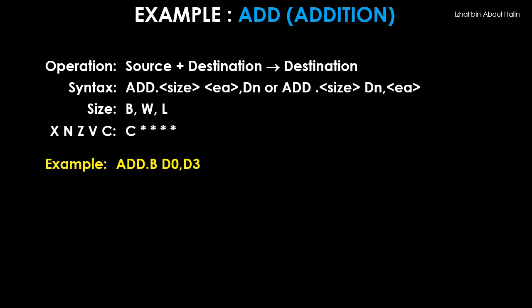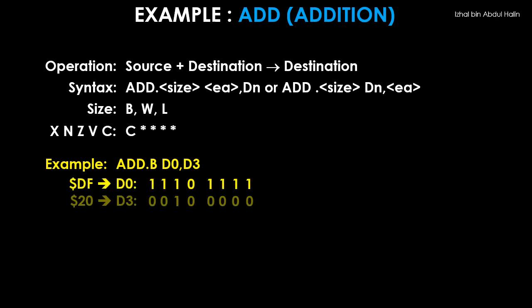If the data in D0 is 1110111 and data in D3 is 00100000, then, upon execution, these two values are added up starting from the LSB, 1 plus 0 equals 1, then we have 1 plus 0 equals 1 again.